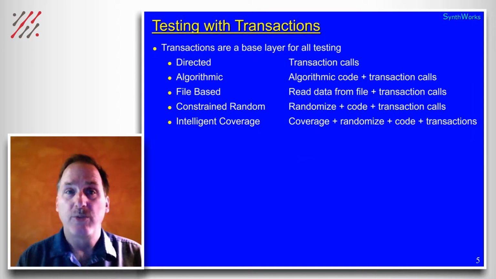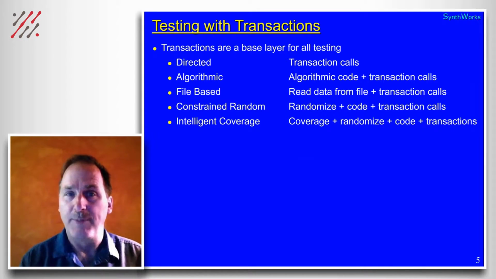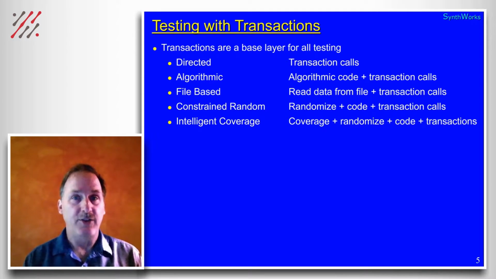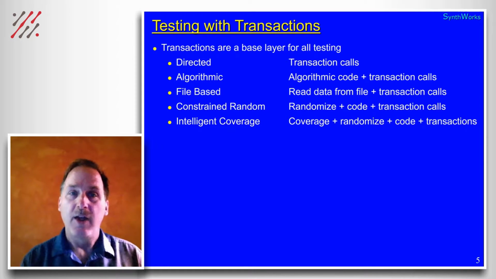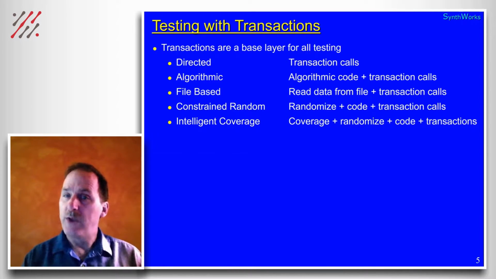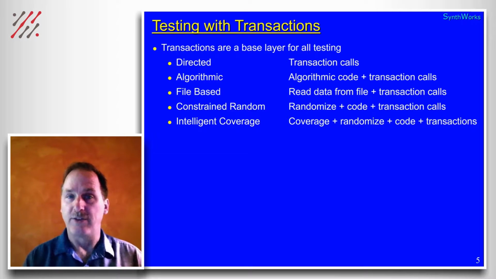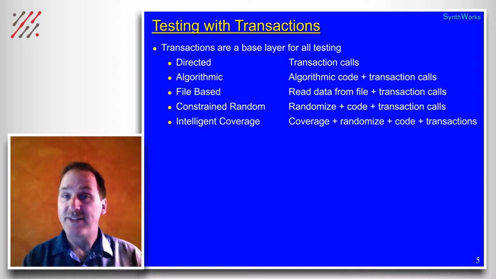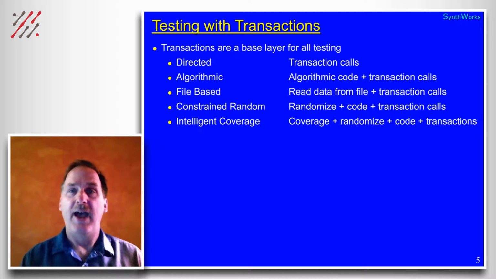Finally, transactions, again, whether it's subprogram approach or entity-based approach, become the base layer for all testing. Directed testing is we just make transaction calls. Algorithmic testing, we write code and call transactions. File-based testing, we read from the file, and we use basic information from that file to call transactions.